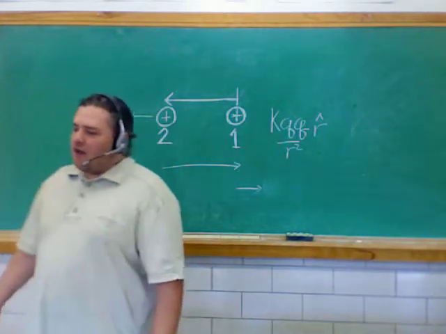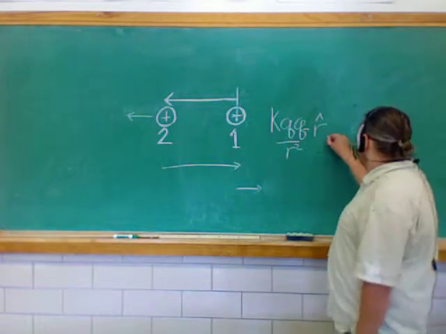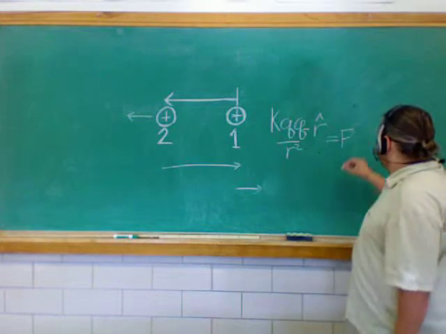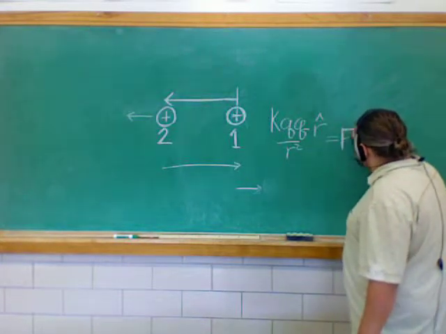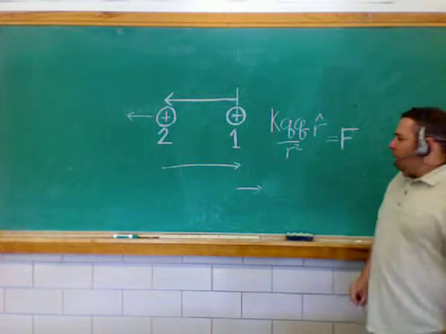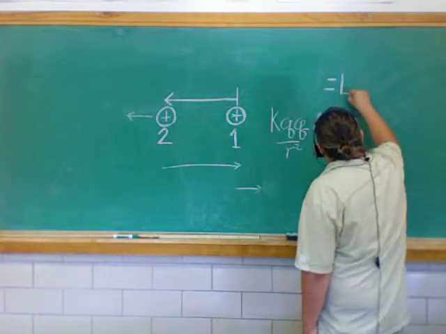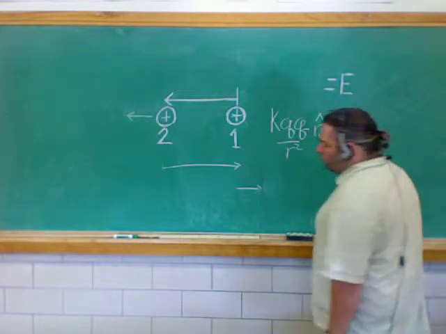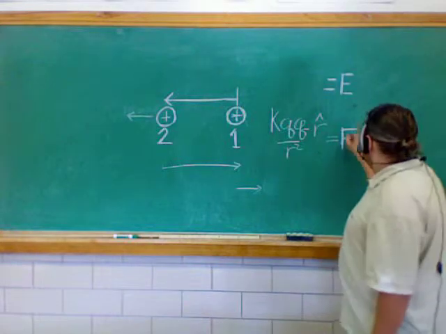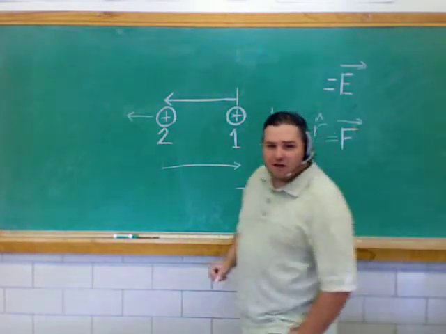So anyway, KQQ over R squared is our force, but I don't want to talk about forces. I want to talk about fields. I want to talk about electrostatic fields. Okay? And I'm going to use the notation E for electrostatic fields. Now, one thing I should be careful about, because we can think of E as being energy, we should remember that these are vectors, and I should be using vector notation on them.